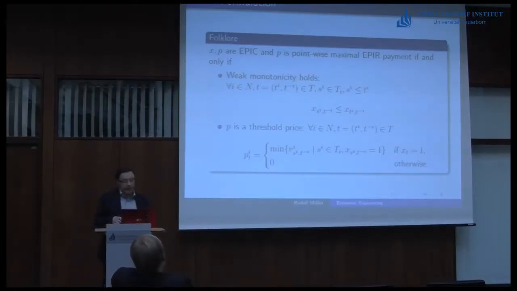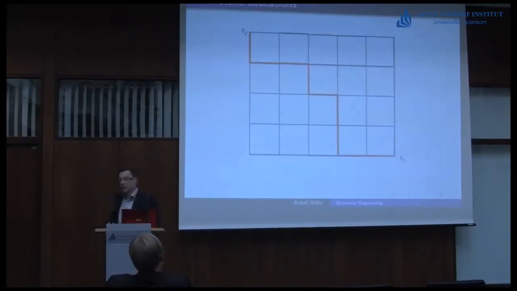Now, one thing, I skipped that slide because this tells the whole story. One thing that we know from these kinds of settings is the following. Suppose we have two agents. Here's the signal of the first agent, there's the signal of the second agent.